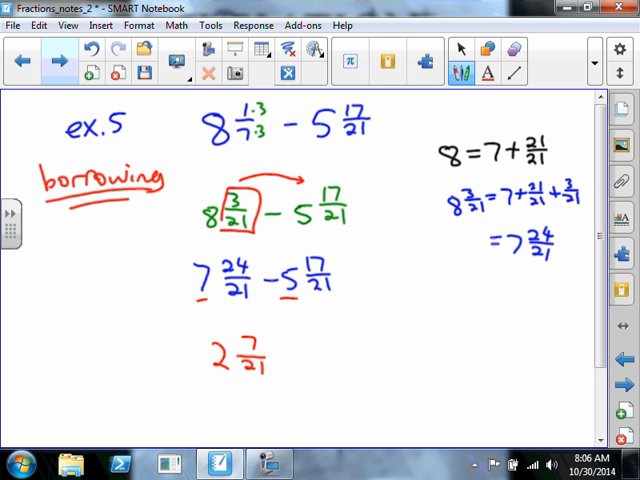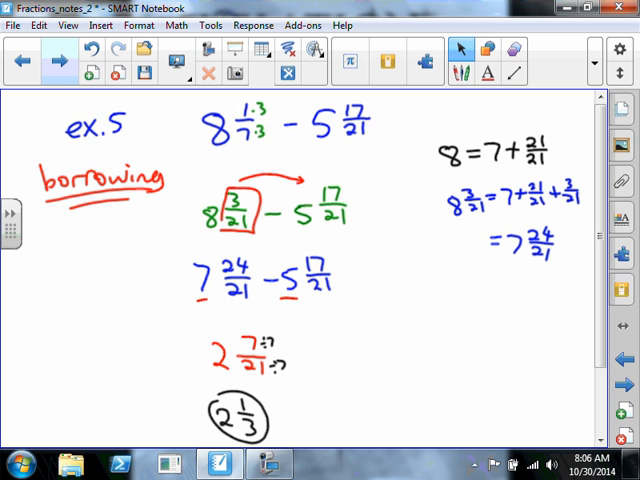7/21. Now, are we done with this problem? This one worked out really nice. Oh, we can reduce. And I did say that on the test, if you can reduce and you don't, I will mark it wrong. So 7 and 21 are both divisible by 7, so we can reduce this, right? So we get 2 and 1/3 there.